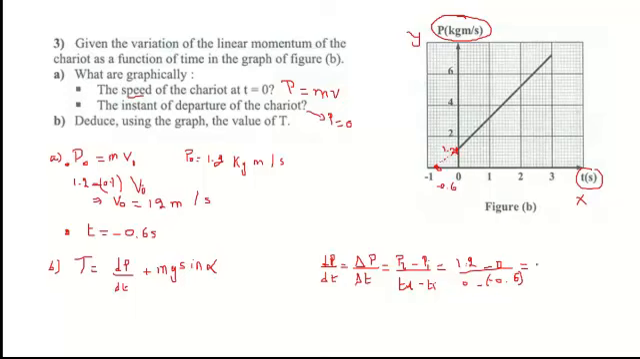So the answer will be equal to 2. After finding delta P over delta T, we can substitute. We'll have 2 plus the mass, 0.1 kilogram, times 10 times sine 30. Sine 30 is a half, 0.5, so the answer becomes 2.5. It's 2.5 Newton. This will be the tension of the string.